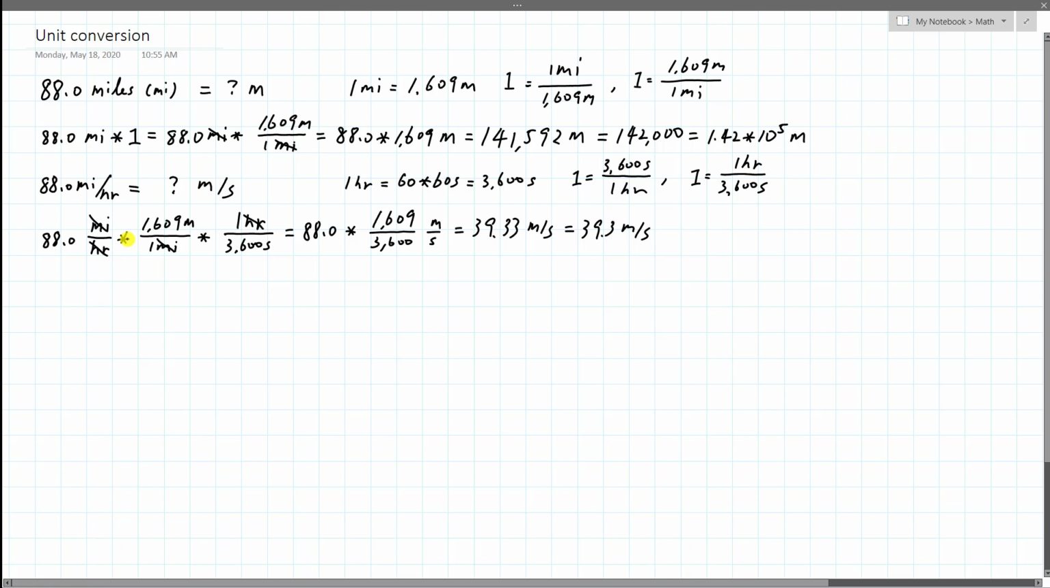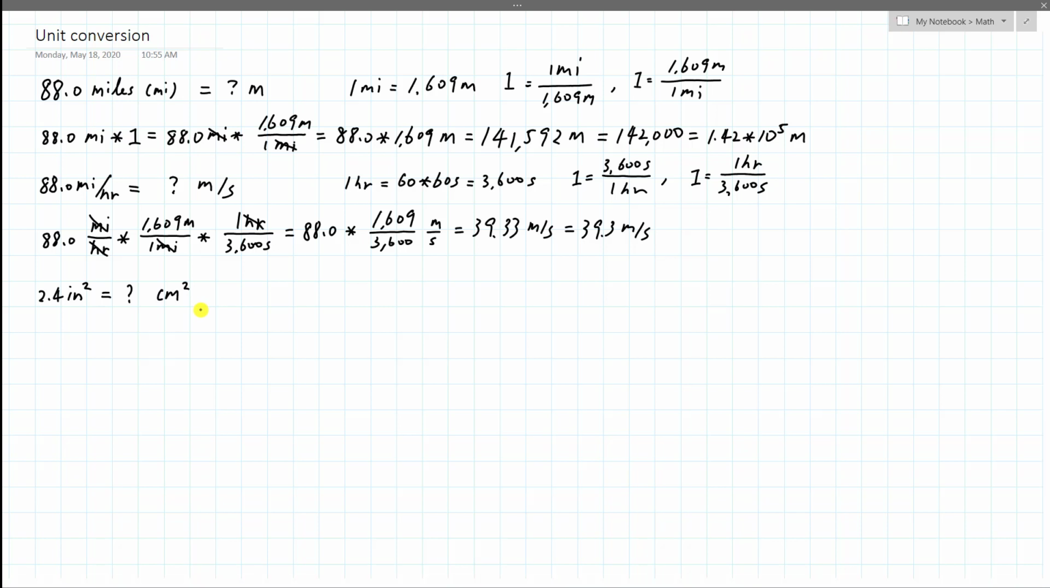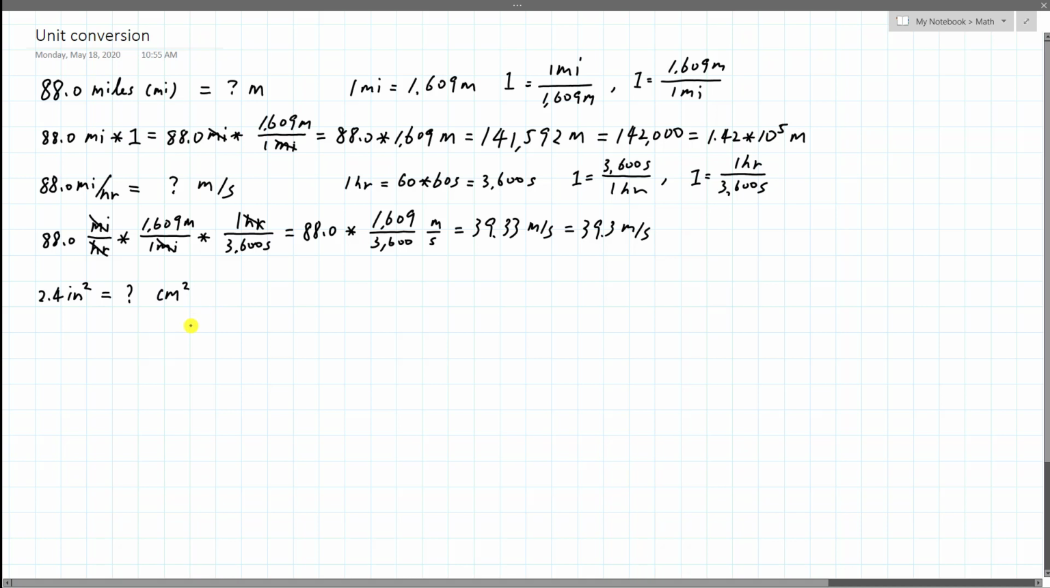Okay, so the next example is what if you have this 2.4 inch squared. So just an area, square inches. I want to find out this is equal to how many square centimeters. I bet Google can also do that, besides getting 88 miles per hour converted into meter per second, right? So how do we do this? Well, I know you know how to do it, but I just want to make sure that we do this carefully and correctly, and hopefully with other more difficult units, we build up our understanding.